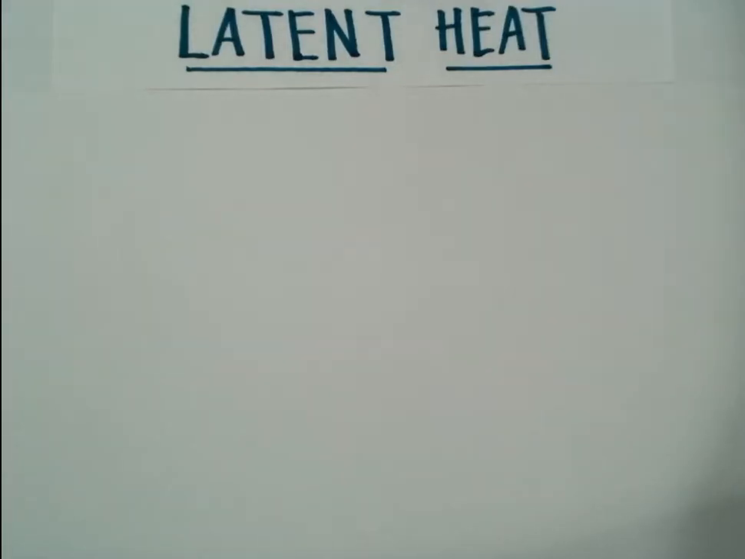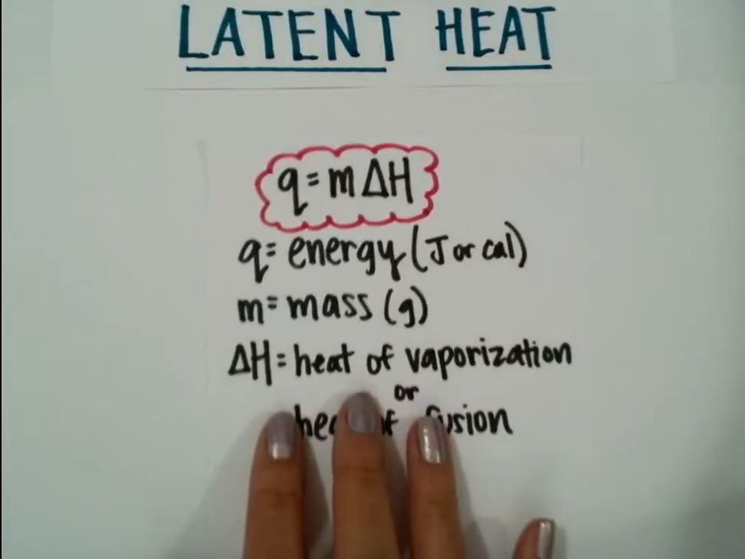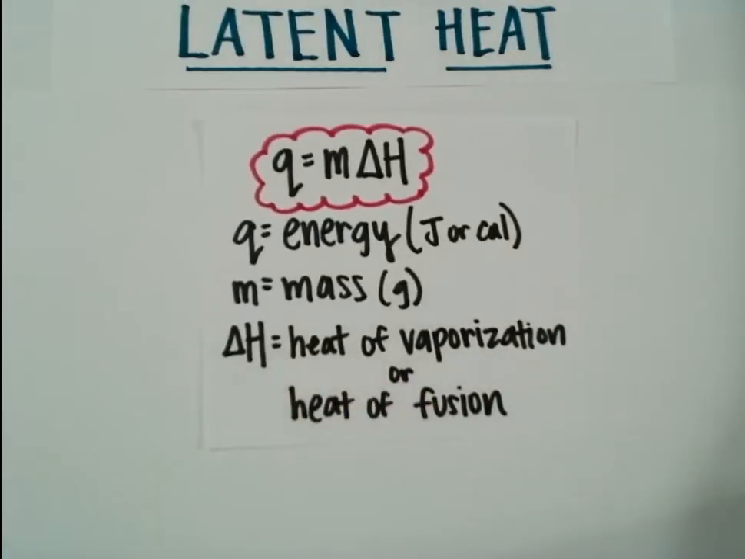Hi everyone, this video is going to be going over example problems for latent heat. Remember, latent heat is the formula we are going to use for phase changes, meaning from solid to liquid, or gas to liquid, or any of those phase changes. That's when we're going to use the latent heat formula, which is Q equals M delta H.